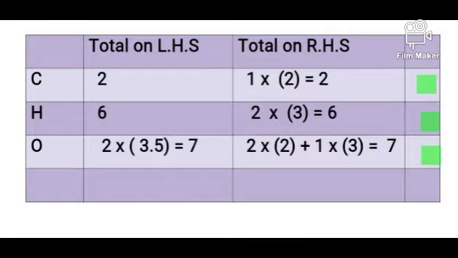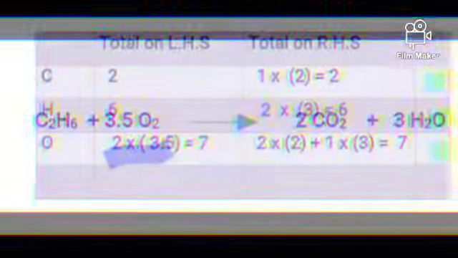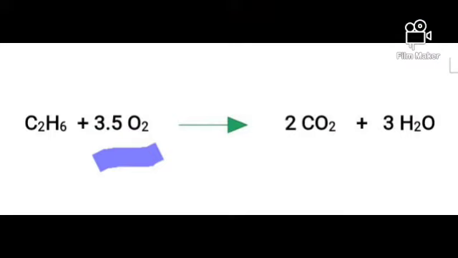Now look at this. This is the original slide before we multiply by 2. You will notice the underlined part is the 3.5 part that balances oxygen. So that is what we want to try and remove now, when we multiply the whole equation by 2. Take a look at the next slide now.